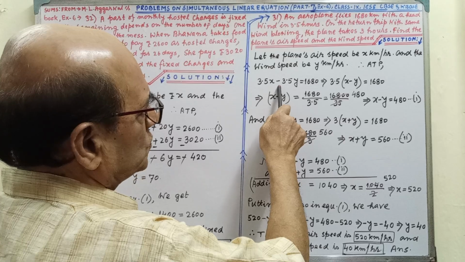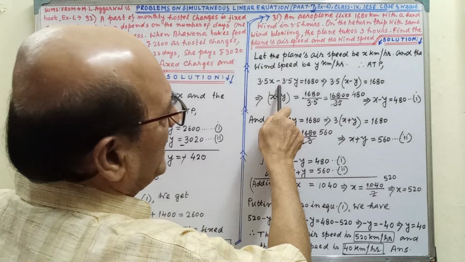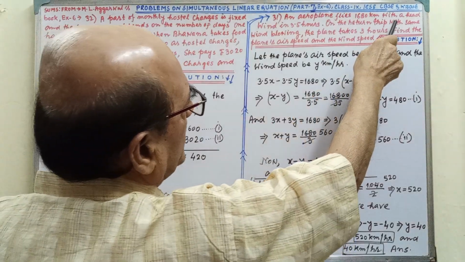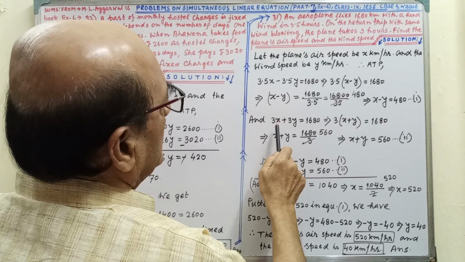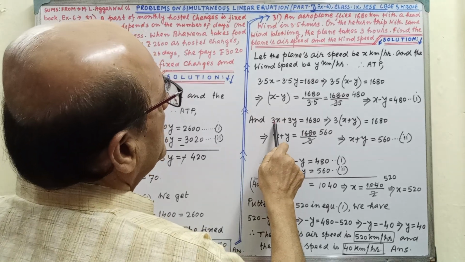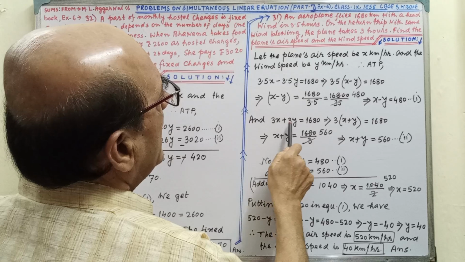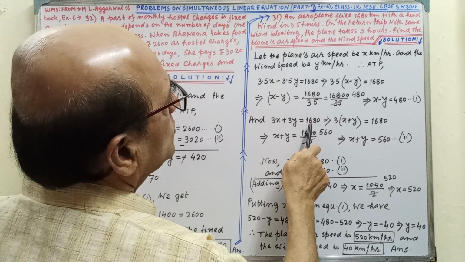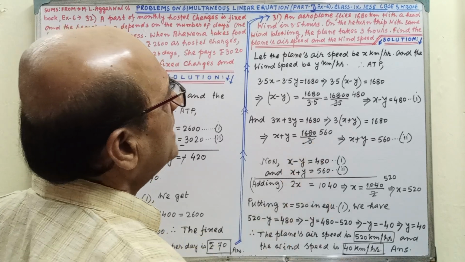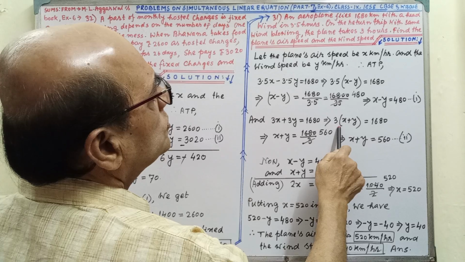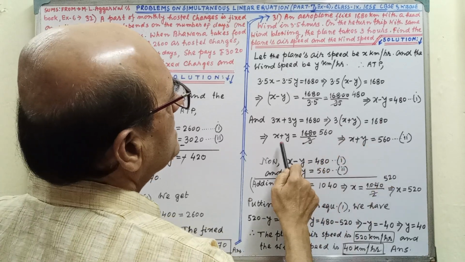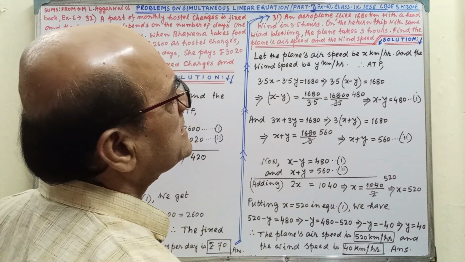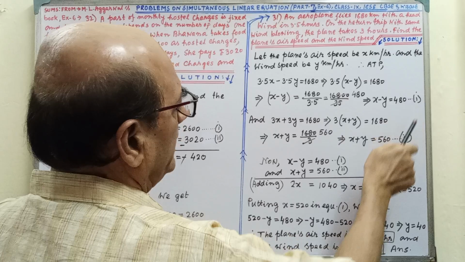Here the minus, why minus? This is against the wind. And in the second case, on returning, it takes 3 hours. In 3 hours x kilometers per hour, that is 3x, and in 3 hours y kilometers per hour, that is 3y, and the total distance is 1680. Here also we take 3 common, and by simplifying we get x plus y equal to 560. These are denoted by 1 and 2.